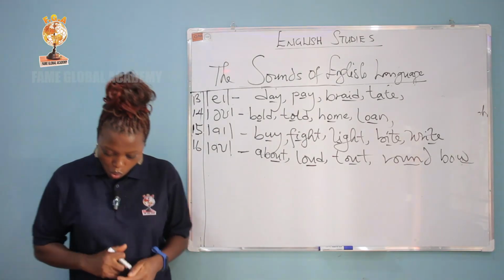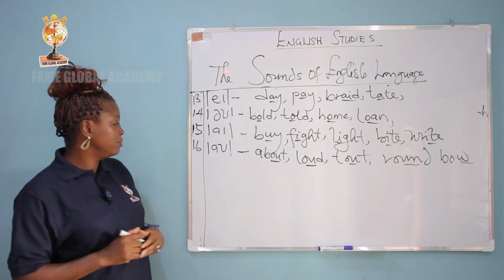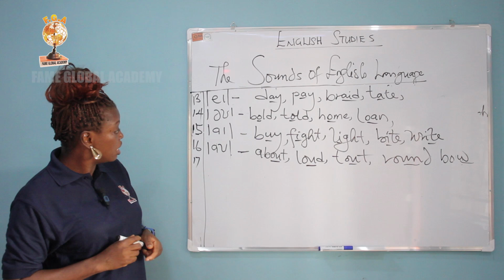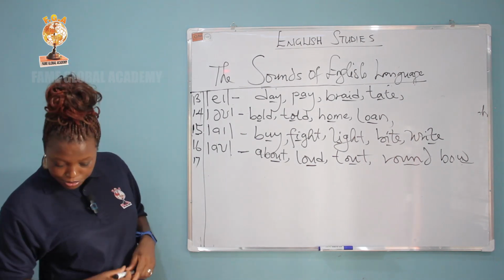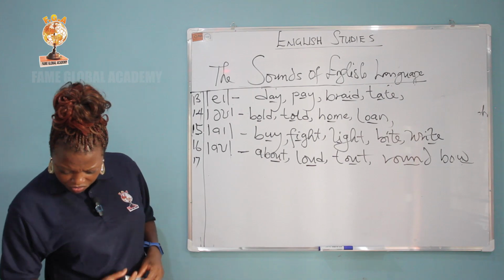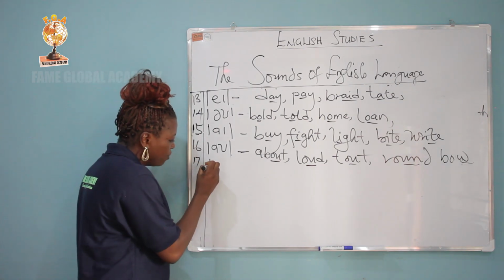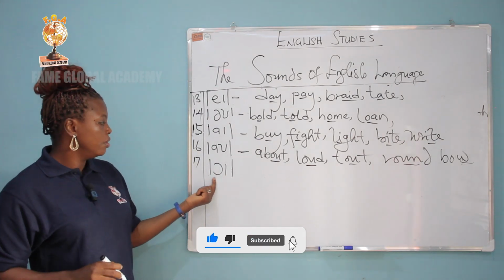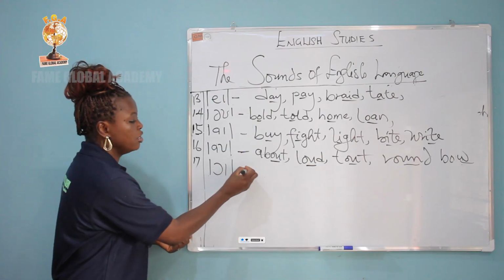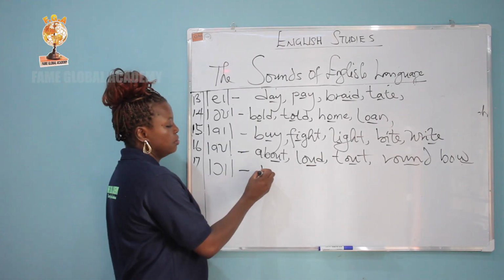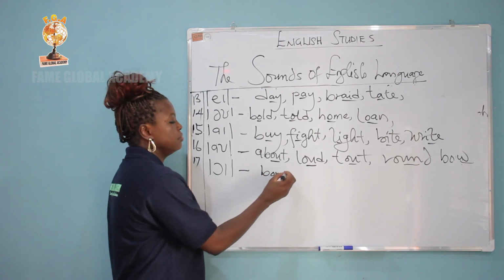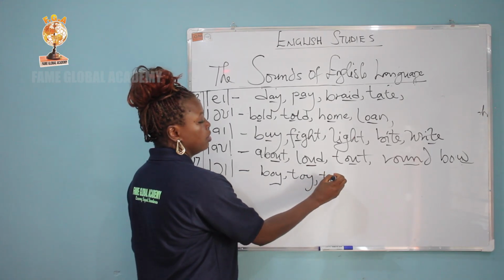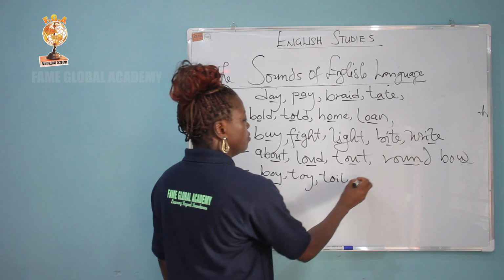Alright, so let's go to the next one, which is the 17th vowel sound and the fifth diphthong. Diphthong oi. Diphthong what? Oi. Now this diphthong is present in words like boy, toy, toil, foil.